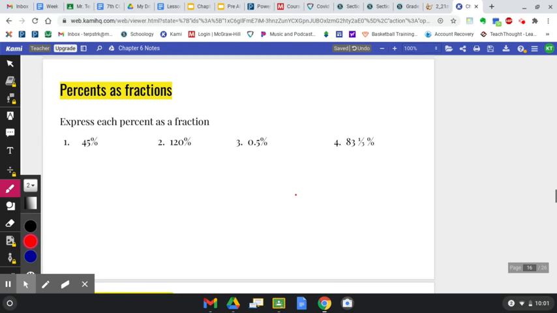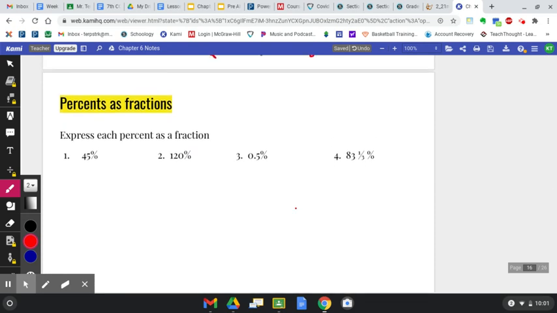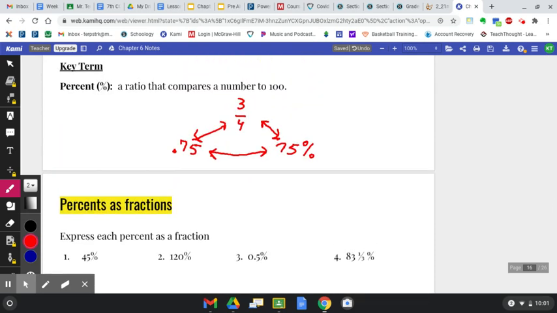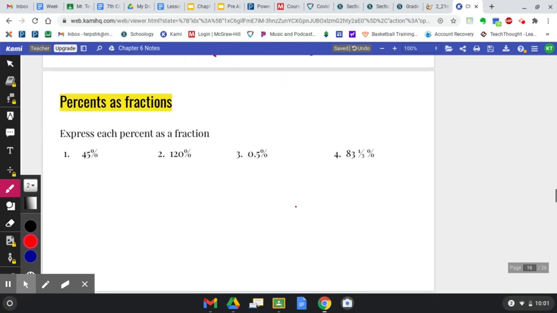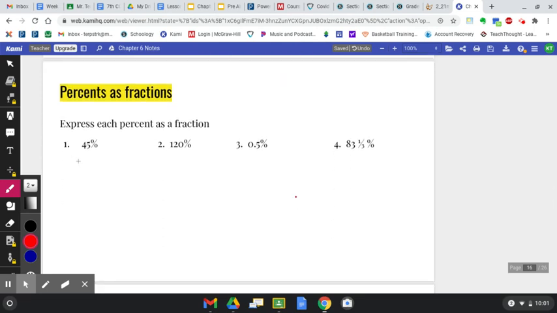So, starting out with percents as fractions. Remember, a percent is just a ratio, or a fraction, that compares a number to 100. So I can take this value, 45, and that's 45 out of 100. But we want to write it in simplest form, which means I have to reduce it. I know that 5 goes into both of them. 5 goes into 45 9 times, and 5 goes into 100 20 times. So 45% is the same as 9 over 20 as a fraction.